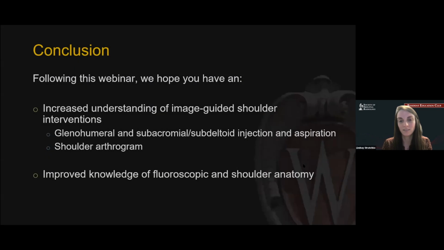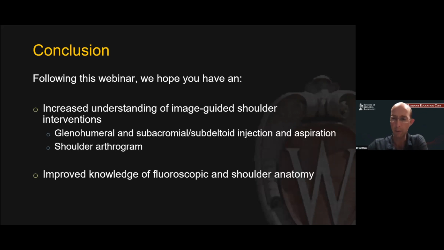Okay. All right. Oh, and sorry to interrupt. I had just one question that popped up that's right on topic here. If the patient has a known full thickness rotator cuff tear and there's concern for septic arthritis, do you need to tap both the glenohumeral joint and the bursa, or can you just tap the joint?